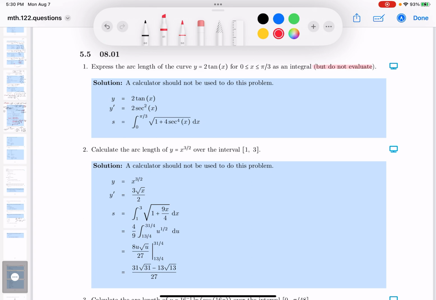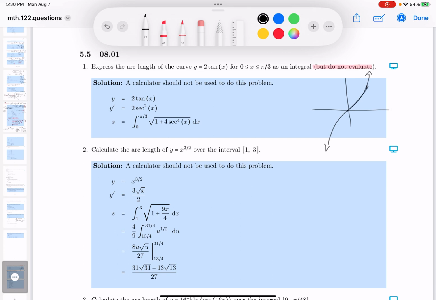Let's go for it. Express the arc length of the curve y equals twice the tangent of x on the interval from 0 to pi over 3. And just to give you an idea that we're looking at the tangent function, look at something like this over here. And we're going from 0 to pi over 3. So it's just this part of the curve that we're looking at.